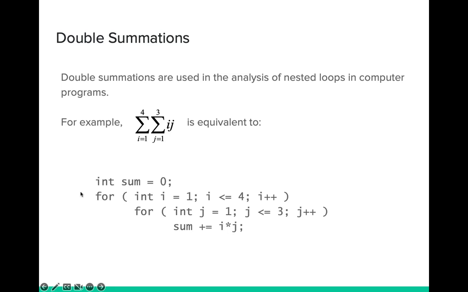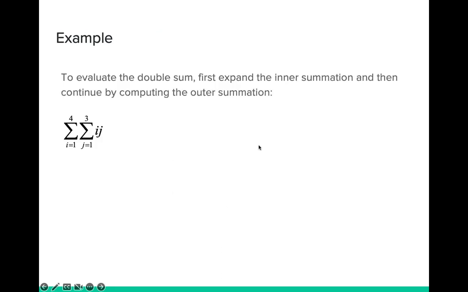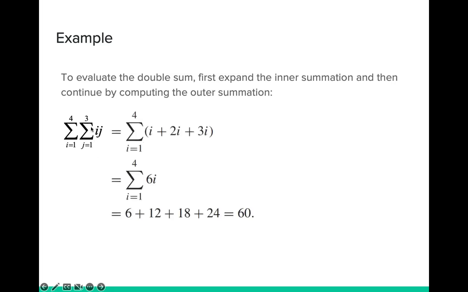The second line of code is equivalent to the outer summation, and the third line, the second loop, is equivalent to the inner summation. The last line, the sum of i times j, is equivalent to the expression ij. To evaluate the double sum, we must first expand the inner summation and then continue by computing the outer summation. So first, let us expand this inner summation.